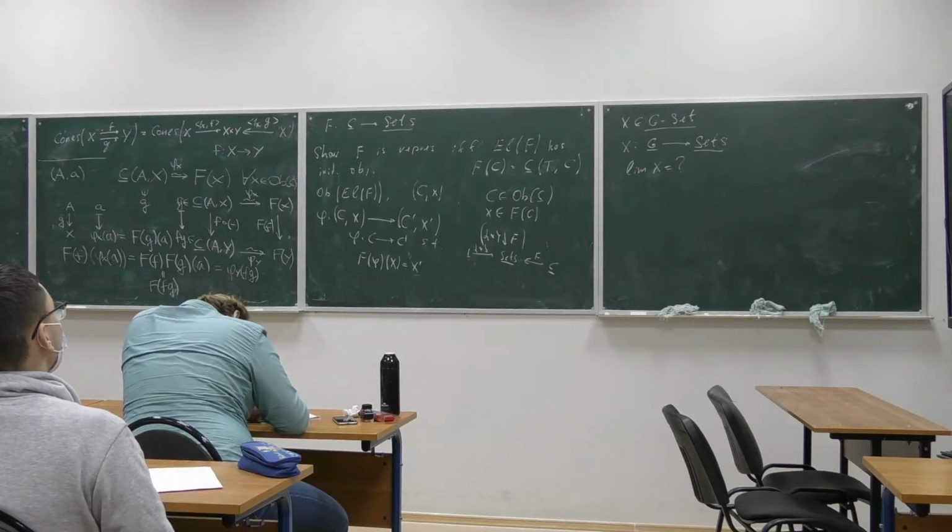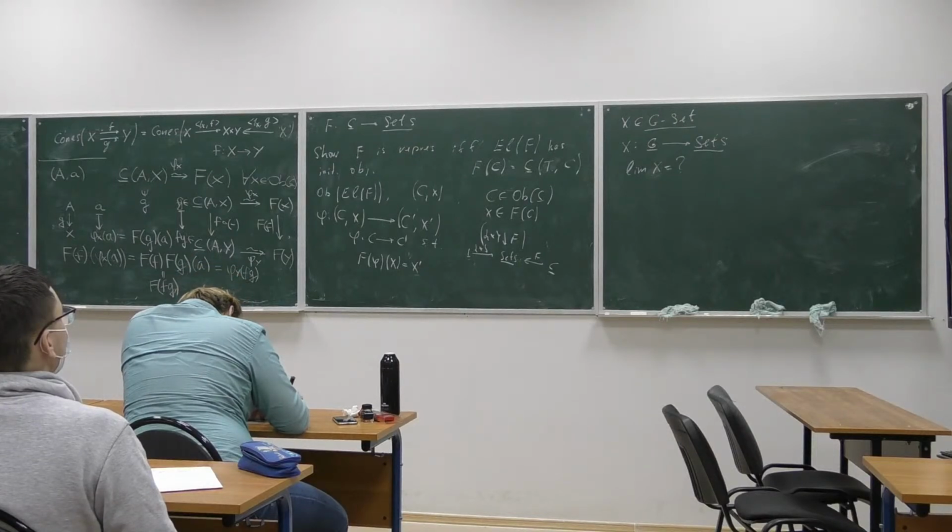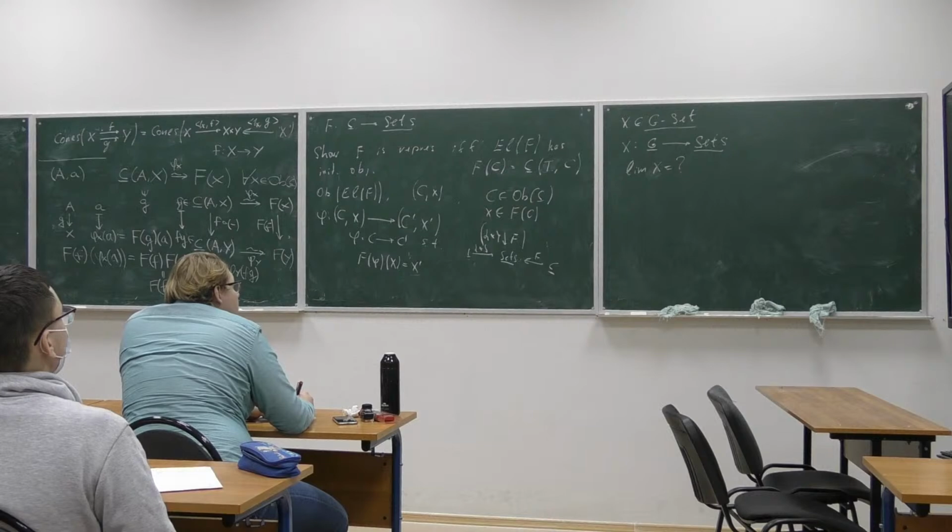It has only one object. How is that initial? Well, it is initial only if the group is trivial.